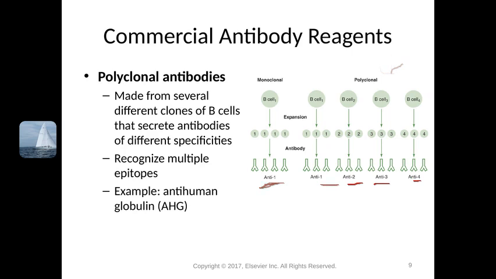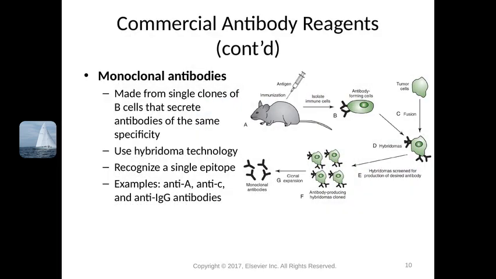Surprise, surprise. Our monoclonal antibodies, here's our hybridoma technique, where we have single clones of B cells that will secrete the same antibody. In this hybridoma, we'll only recognize a single epitope. So we'll use these for our anti-A, some of our anti-sera, and anti-IgG. So it's only making a 1.